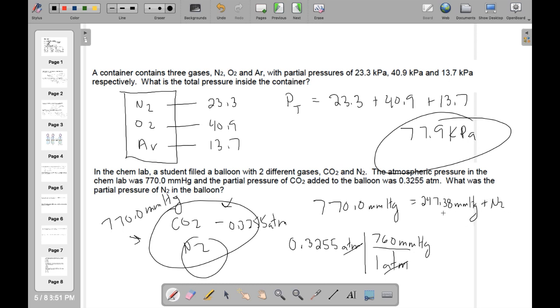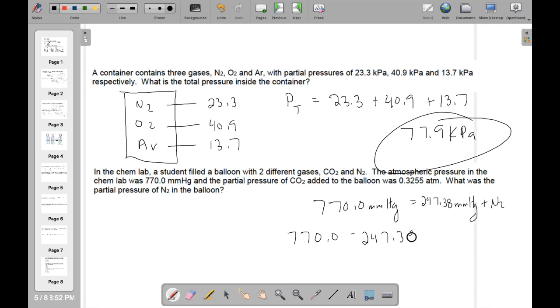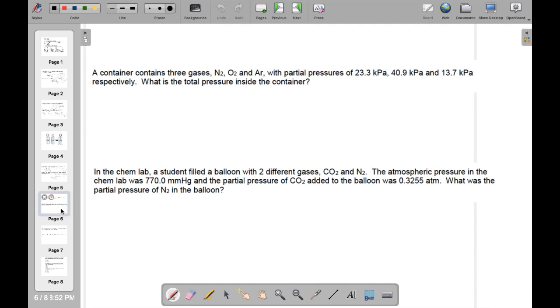So now I just take 770 minus 247.38, and it's going to equal my N2. And that's going to be around 522.62. Okay? All right.